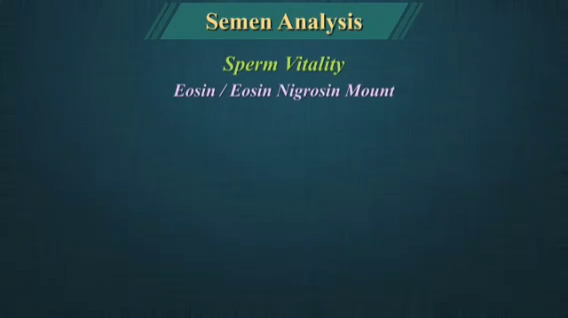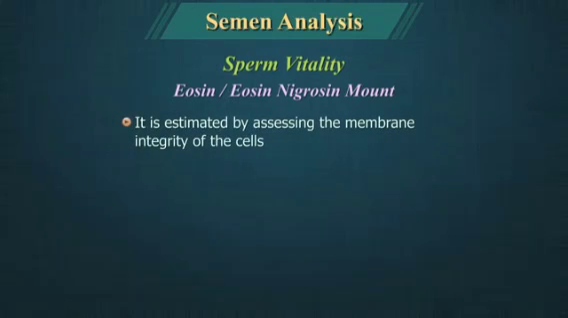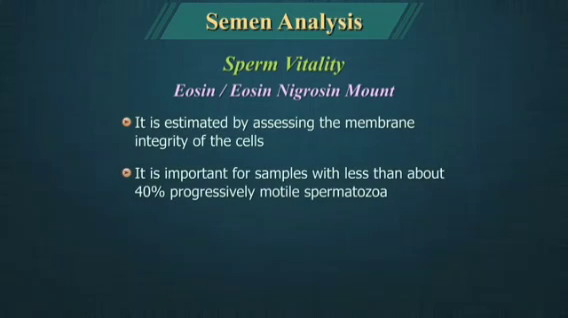Eosin or eosin nigrosin mount. Sperm vitality is estimated by assessing the membrane integrity of the cells. It is especially important for samples with less than 40% progressively motile spermatozoa.